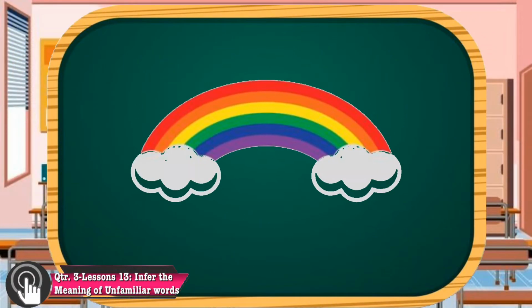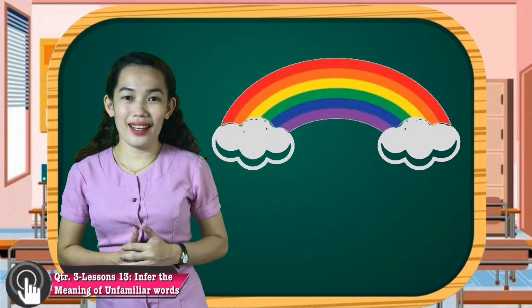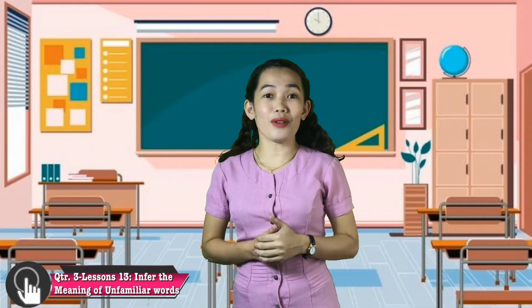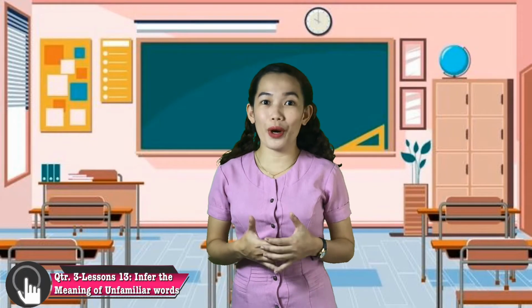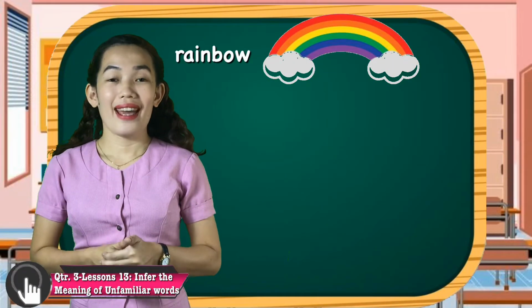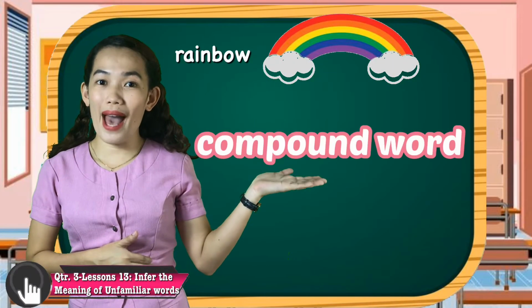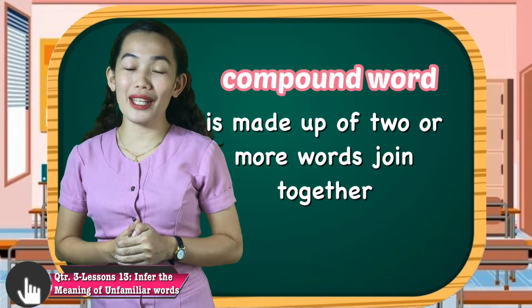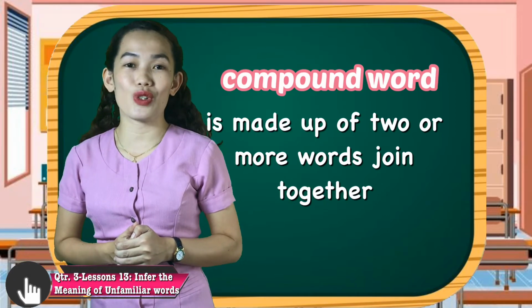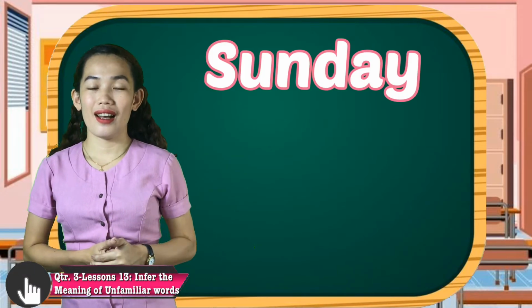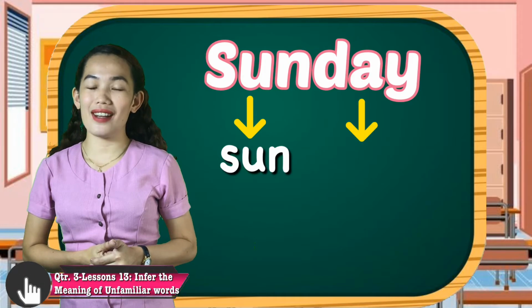Do you know this picture? Right! That is a rainbow. It has 7 colors. Notice that out of this word, we can form the words rain and bow. Rainbow is an example of a compound word. Remember in our previous lesson, a compound word is made up of 2 or more words joined together. Example, Sunday. The first word is sun and the second word is day.